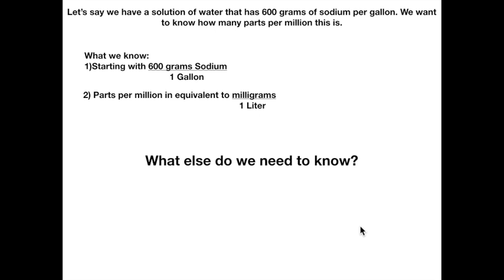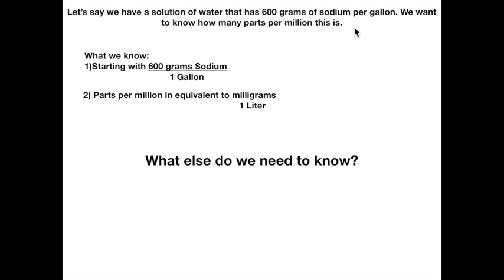So, a lot of words here. Let me just talk through them. Let's say we have a solution of water that has 600 grams of sodium per gallon. You just had a bucket of water that had a gallon in it, and you took 600 grams of sodium, threw it in there. That might not be safe now that I'm thinking of it, but that's just our example here. We want to know how many parts per million this is.